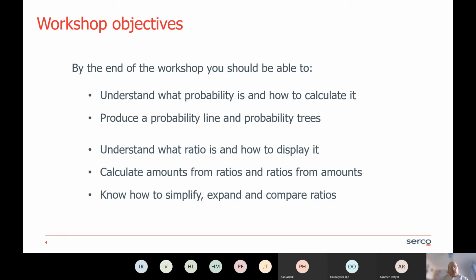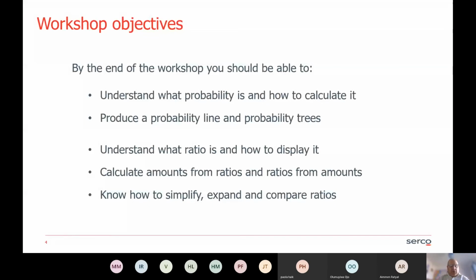When we've run these webinars before, I've mentioned that there are two types of functional skills, legacy, which is the old one, and the reform, which is the new one. And you might be aware of which one you're on. Sometimes there is a difference between them. There isn't really for these. Probability and ratio come up in the old functional skills and the new one.